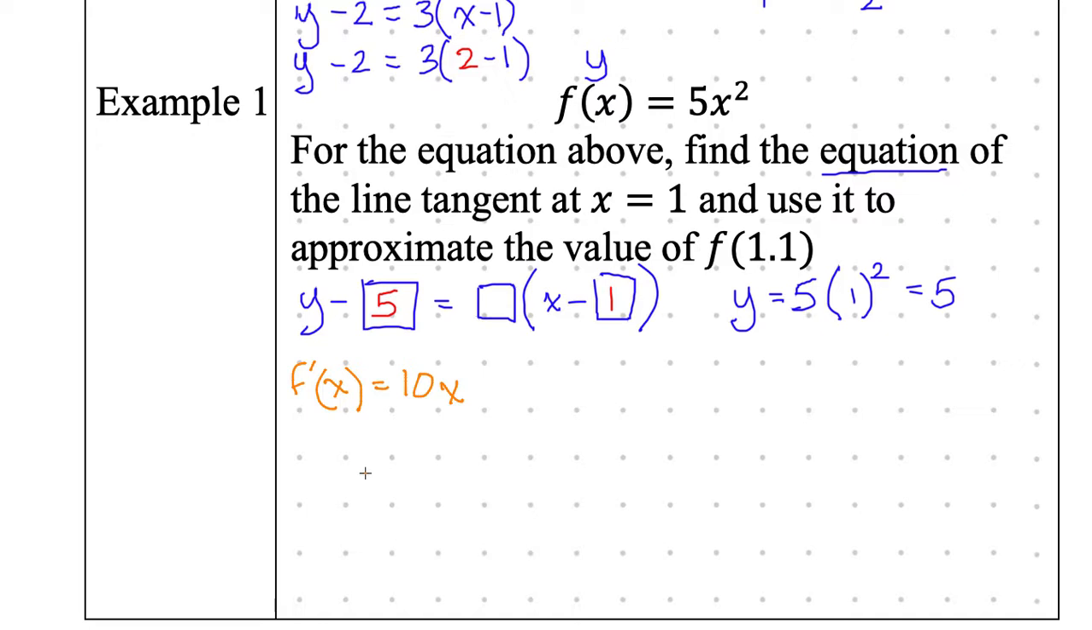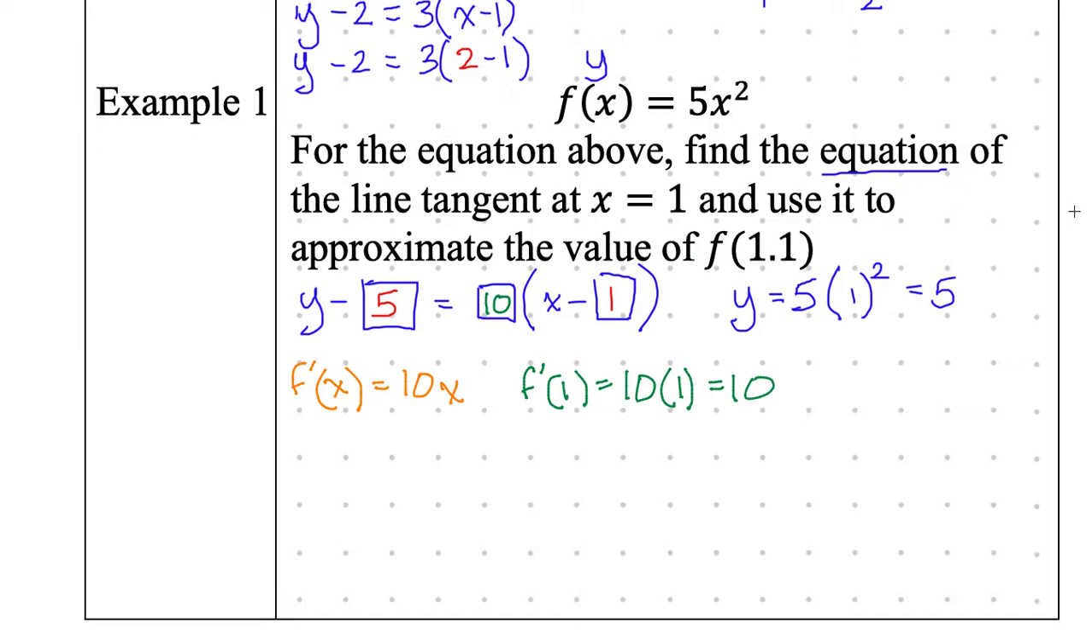All right, and then what is the x coordinate that I'm talking about? The 1. Yeah, so we're saying f prime of 1 is equal to 10 times 1, which is just equal to 10. So we know that the slope here is 10. Our first step is filling in all the boxes for this point slope form, and then from there I can plug in x equal to 1.1 and figure out what the height is. Are there any questions up to this point?